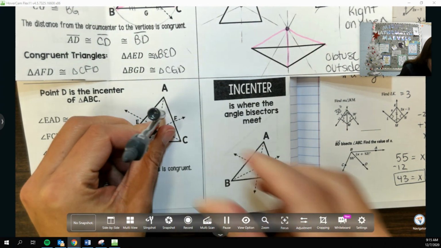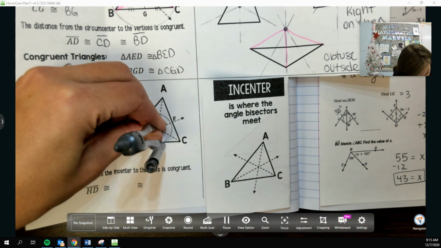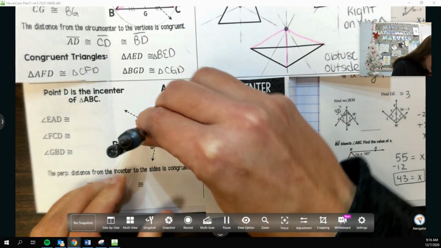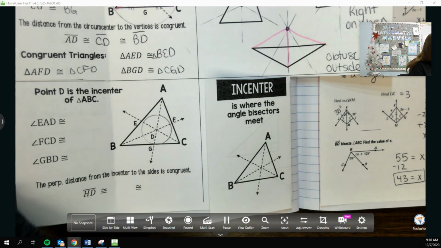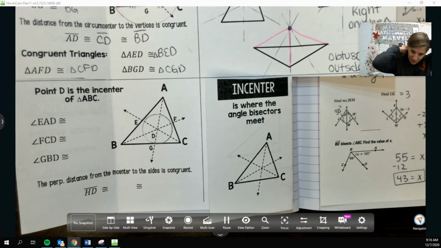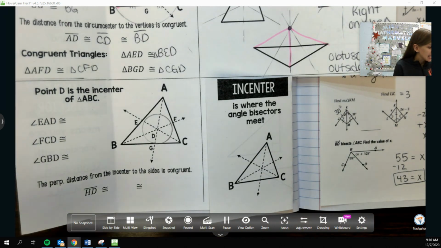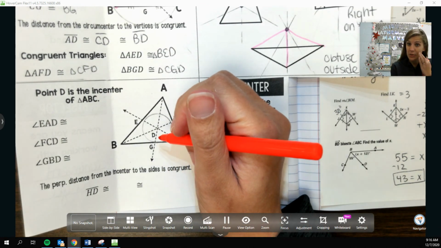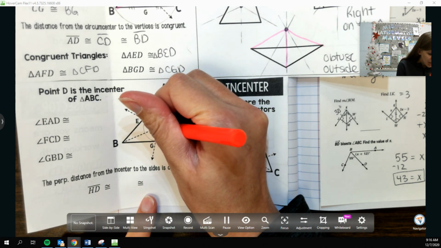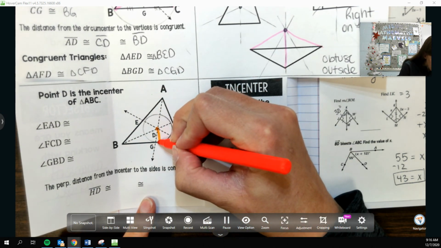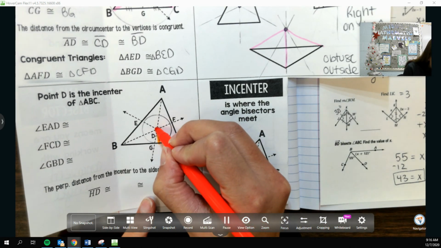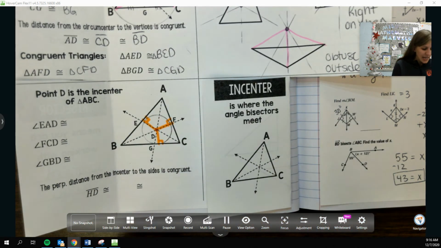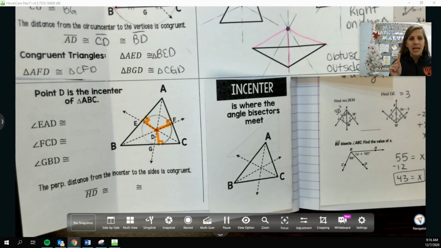Again, I'm doing a terrible job. Oh, that's not so bad. So again, this circle should be touching all the sides, and your girl tried, but it's hard to be perfect in these. So basically, if I were to walk the shortest distance possible, which would be a perpendicular distance, from the incenter to the side of a triangle, I would always walk the same distance. And again, that's because really it's a radius of a circle and all radii are the same.